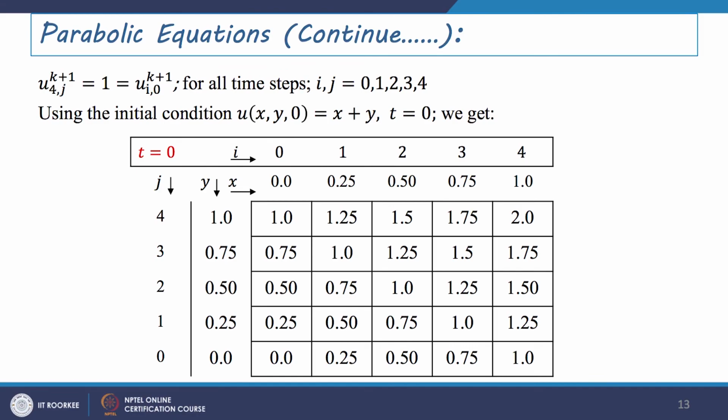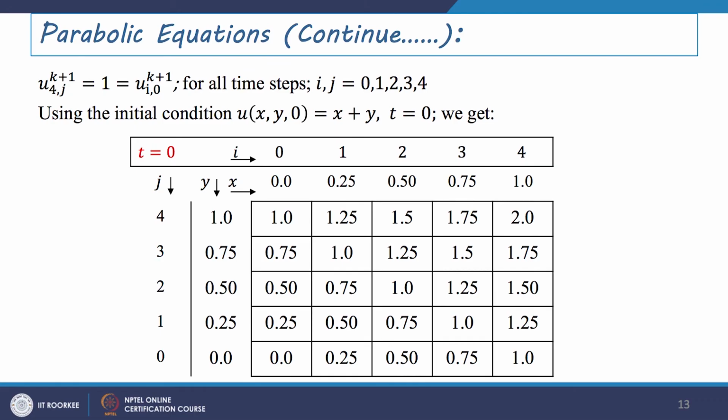And especially if you just see here, the same condition for y equals 0. So we are also fixing this same boundary condition along this boundary here. That's why these boundary condition values are written in the form of u_{i,j,k+1} equals u_{i,0,k+1} for all time steps, and i, j are varying from 0, 1, 2, 3, 4 there.